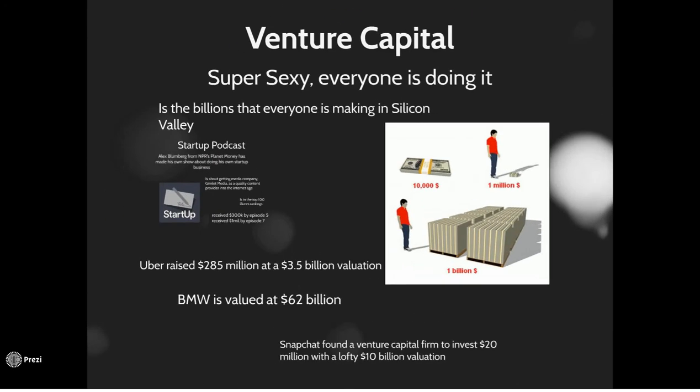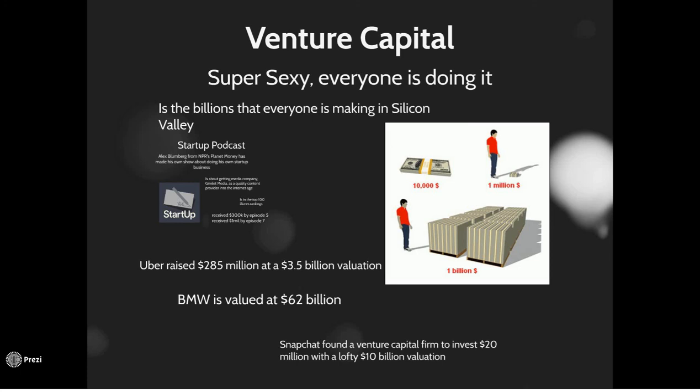So venture capital, super sexy, everybody's doing it. And this is the business, this is the billions that everybody's making in Silicon Valley. For example, Uber raised $285 million, which put it at a $3.5 billion valuation. Snapchat found a venture capital firm to invest $20 million with a lofty $10 billion valuation, which is just insane for me, because BMW, the car company, is valued at $62 billion. So it's in the same order of magnitude as all these other things.